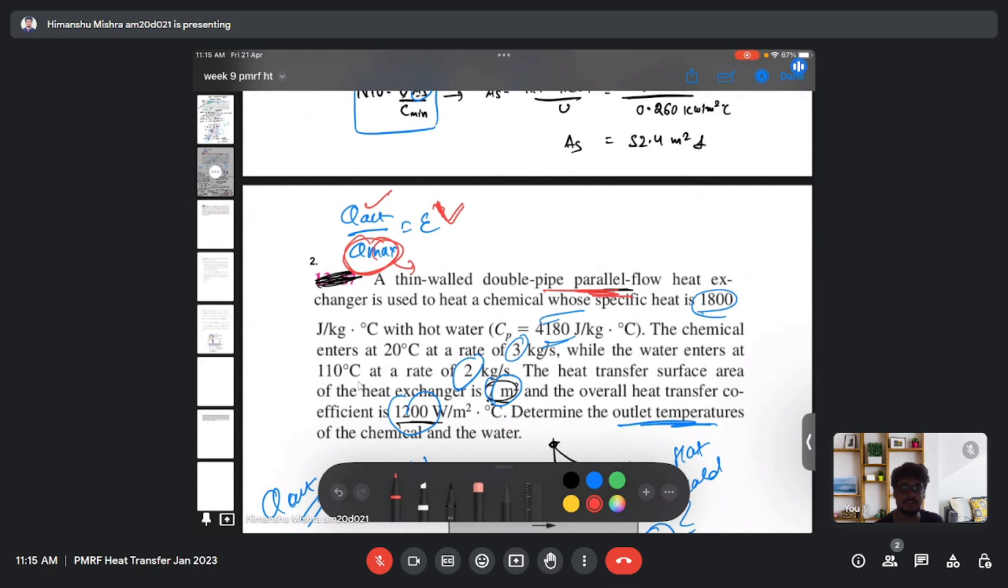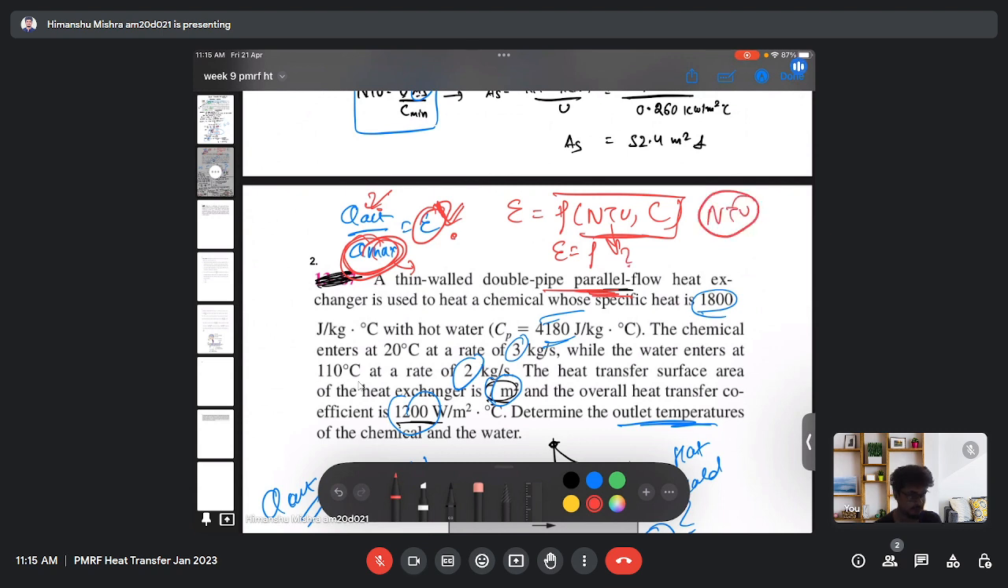Since it is a parallel heat exchanger and we have been given the inlet temperatures of both cold and hot fluid, we can easily calculate Qmax. But again, this is unknown and this is unknown. So we need to calculate the effectiveness, and for effectiveness we need to calculate NTU, because effectiveness depends on NTU and the heat capacity rate ratio for parallel and counter flow heat exchangers. So we use the parallel flow heat exchanger effectiveness formula, which is a function of NTU and C, and here we need to calculate NTU also.